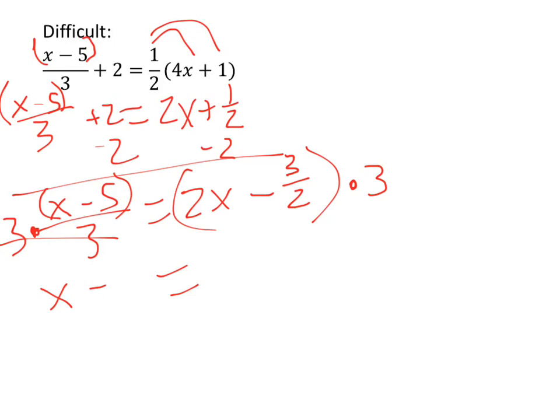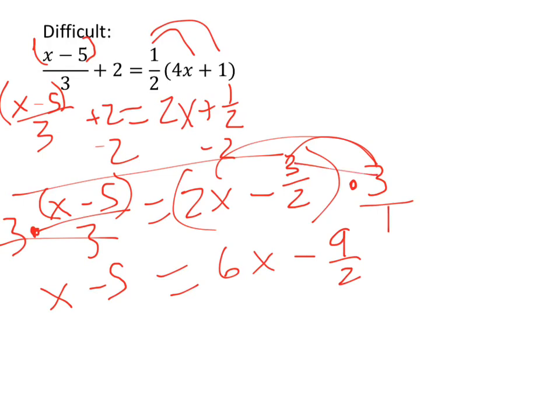On the left side, it's going to give me x minus 5. And on the right side, the 3 times the 2x is going to give me 6x. And the 3 times the negative 3 halves is going to be negative 9 halves. In case you've forgotten, if you have two fractions, you multiply across the top, multiply across the bottom, and you got your new fraction. So now we're at this, and we don't have any more division stuff going on except right here, but we'll deal with that a little bit later. Right now it's just a constant term. Everything's on pretty much a level playing field.